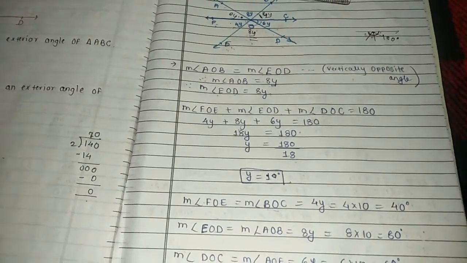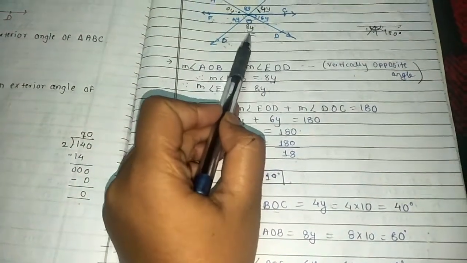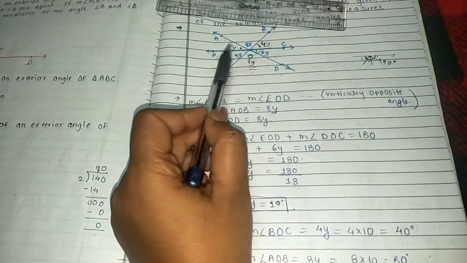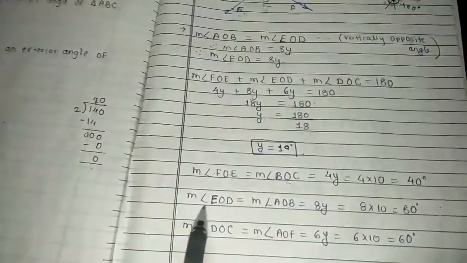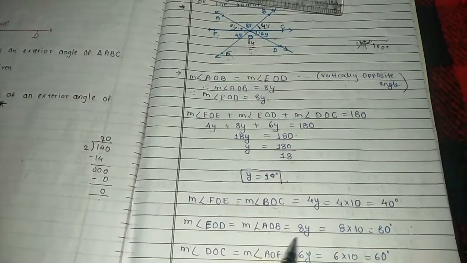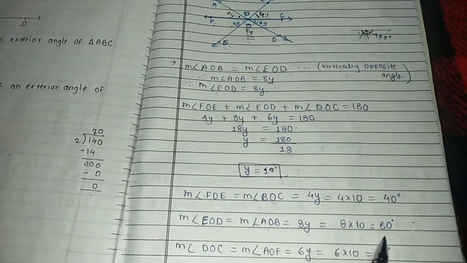Now the next one is EOD. EOD means this angle, it is 8y, and this angle is equal to AOB. Therefore angle EOD is equal to the measure of angle AOB, which is equal to 8y. So y is equal to 10, and 8 into 10 is equal to 80.